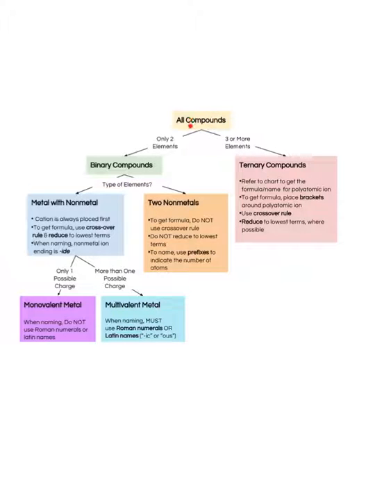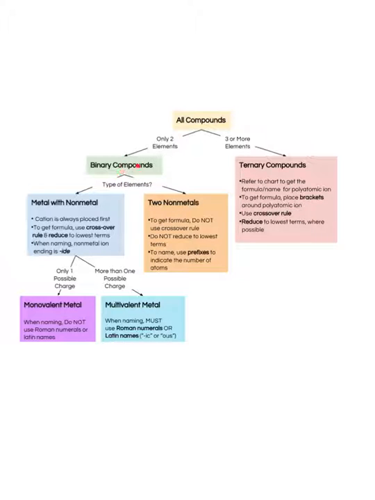So when you're looking at the compound itself, you should first identify whether it is composed of simply 2 elements, which would make it a binary compound, or 3 or more elements, in which case it's a ternary compound and we're going to have to use those nasty polyatomic ions. Right? So let's take a look at the binary compounds.